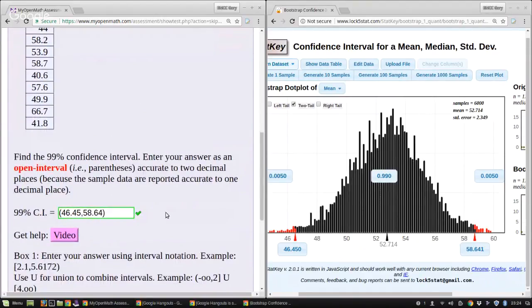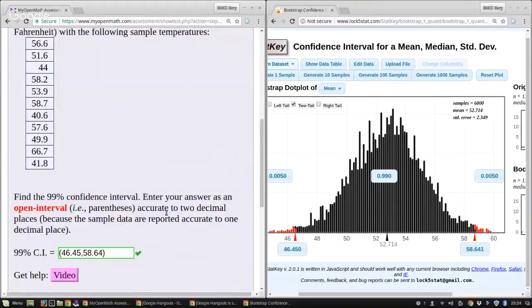So that is my confidence interval for a mean of temperatures.